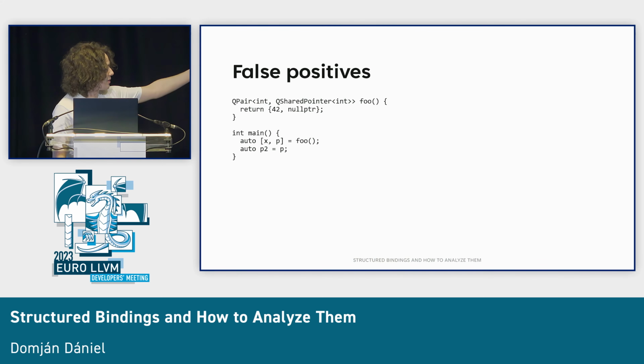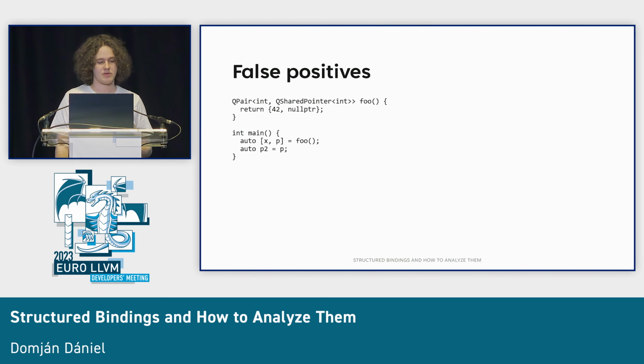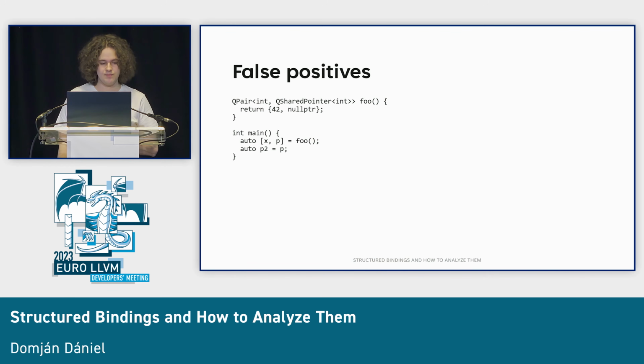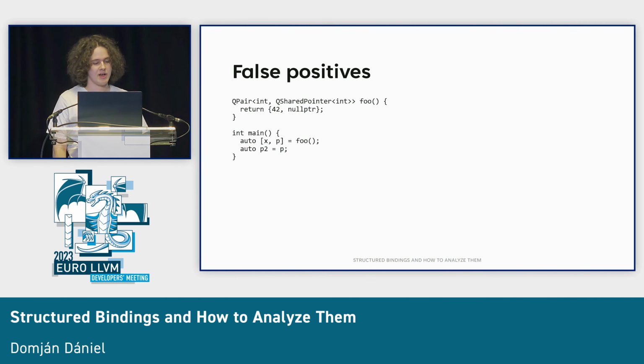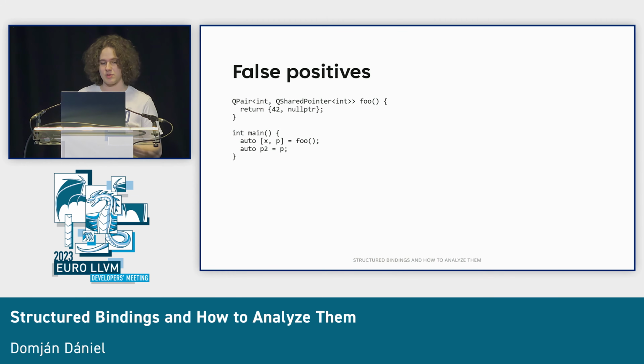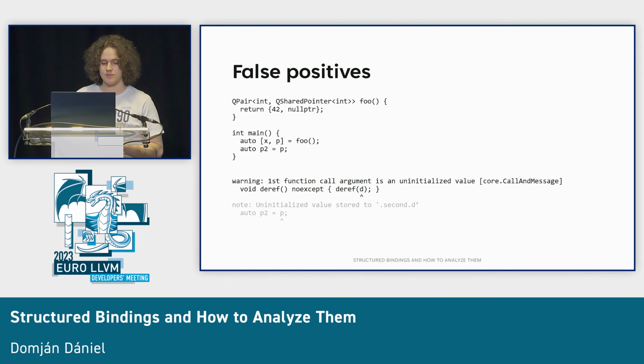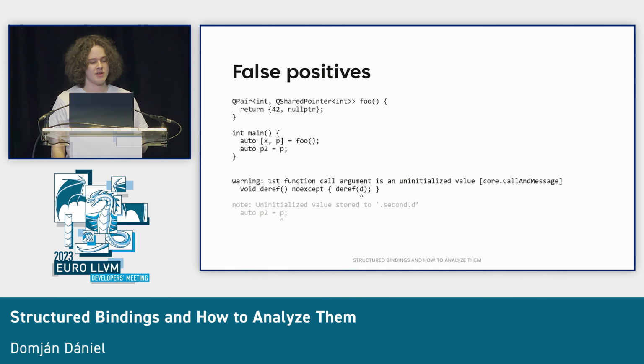This is a real-life snippet that we received as a bug report on GitHub, when basically a developer takes a QPair of an int and a QSharedPointer and decomposes it into x and p. And you can see that the int is initialized to 42, and the shared pointer is initialized to a null pointer. And then the value of the shared pointer is assigned to possibly another shared pointer. And we can see that this is actually okay, because that other shared pointer will also be a null pointer. But the analyzer reports this warning like a function call argument is an uninitialized value.